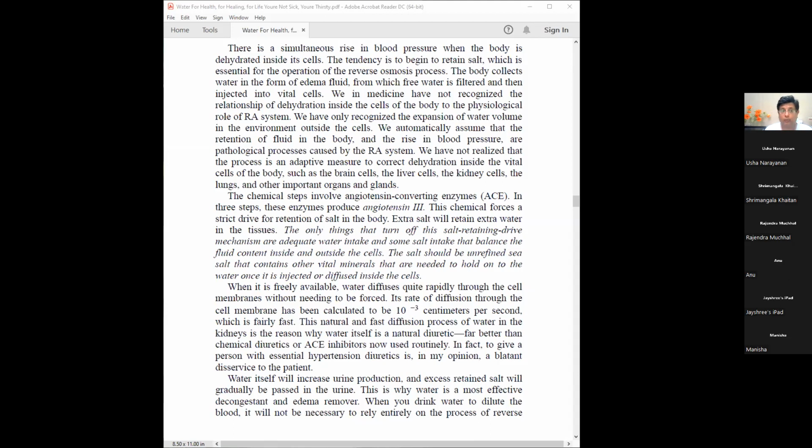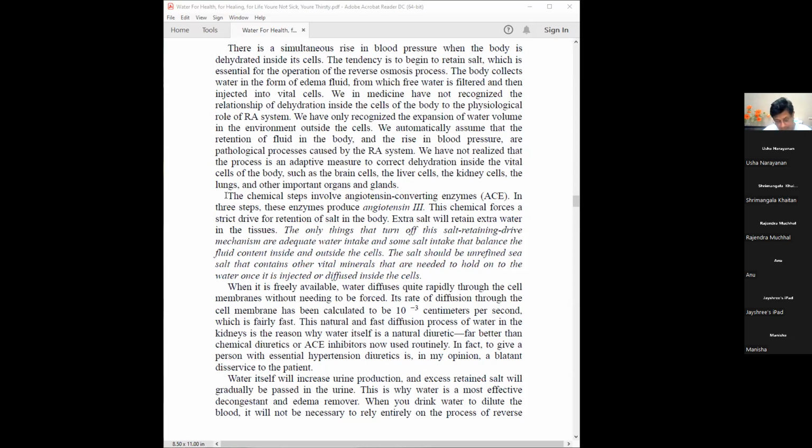So again, when water retention is there, it's outside the cells, right? It is not inside the cells. But the dehydration is actually taking place inside the cells. So that is why it is important that we also have a little bit of salt so that the vasopressin system starts to get into operation, so that the water which is collected outside the cells starts getting pushed into the cells, removing the dehydration inside the cells.